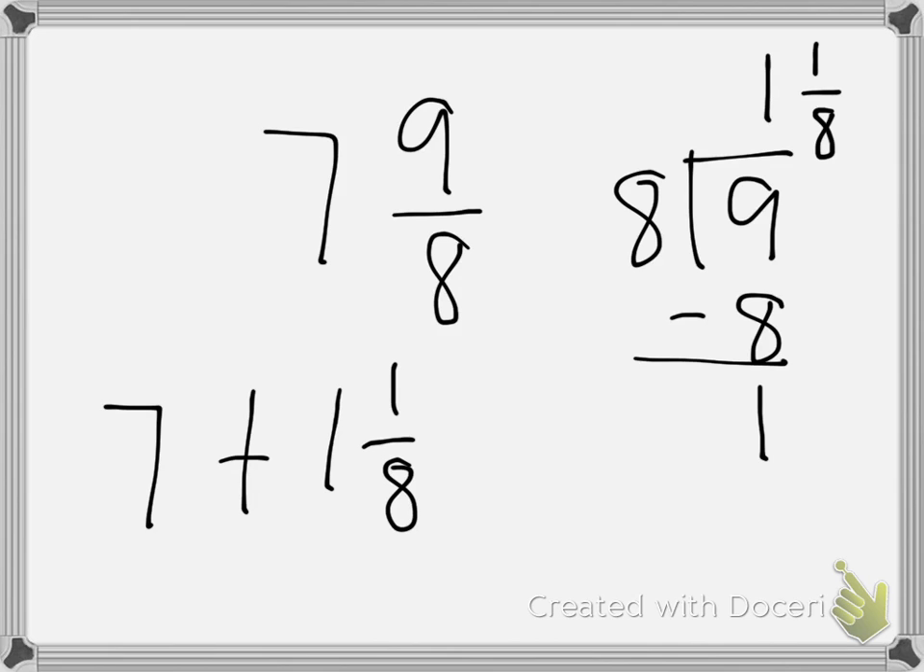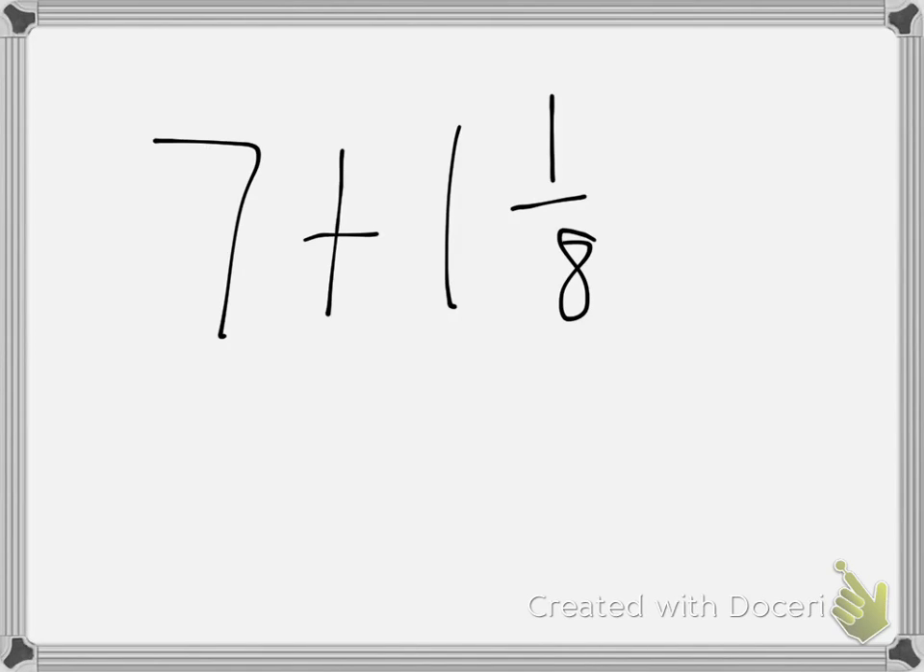And let me rewrite all of that so it's clear. 7 plus 1 and 1/8. We add the whole numbers. It is 8 and 1/8. And that is the final answer.